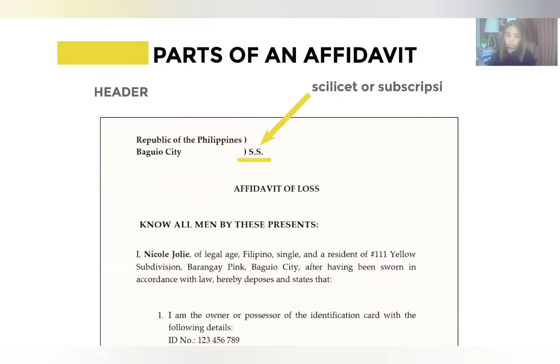Now, we often see the two letters S in the header. This is called scilicet or ss. It is used to particularize a general statement. For example, in this heading, it says Republic of the Philippines, SS, Baguio City. This actually means in the Republic of the Philippines, particularly in the city of Baguio.